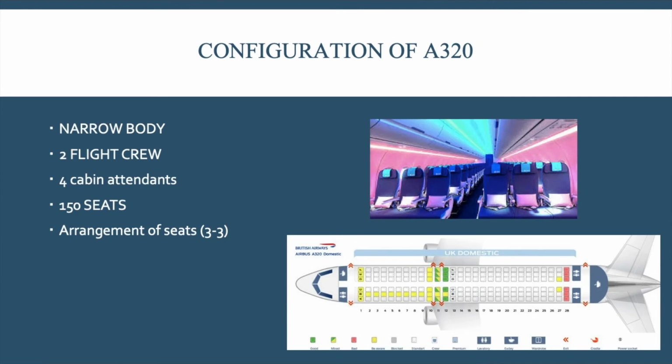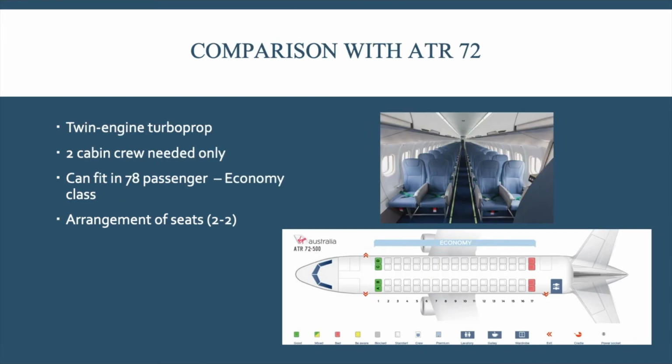Okay, configuration of the A320. It is a narrow body design. It requires flight crew and cabin attendants. It also provides 150 seats, with an arrangement of 3 seats on the left and 3 on the right side.